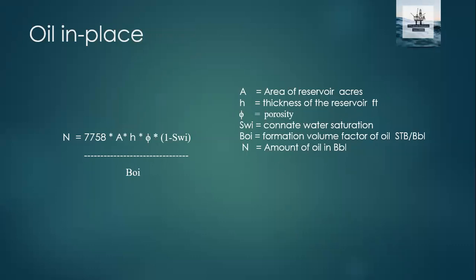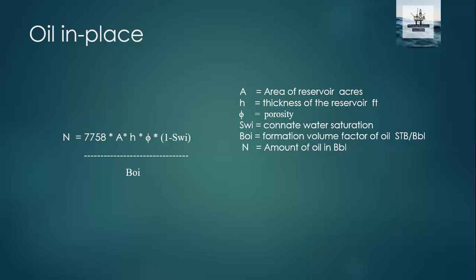BO. BO represents formation volume factor of oil at production conditions. Production means any time after starting production. Before production, it will be BOI. After production, it will be simply BO. This is how we estimate oil in place volumetrically.